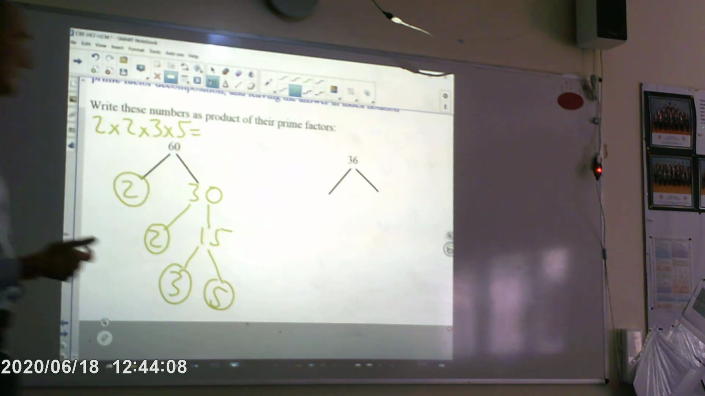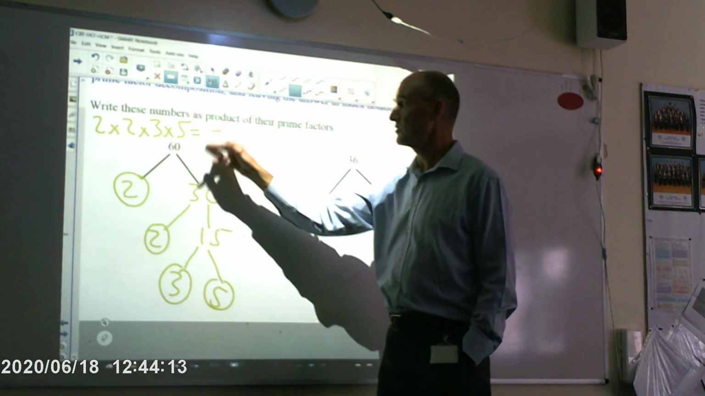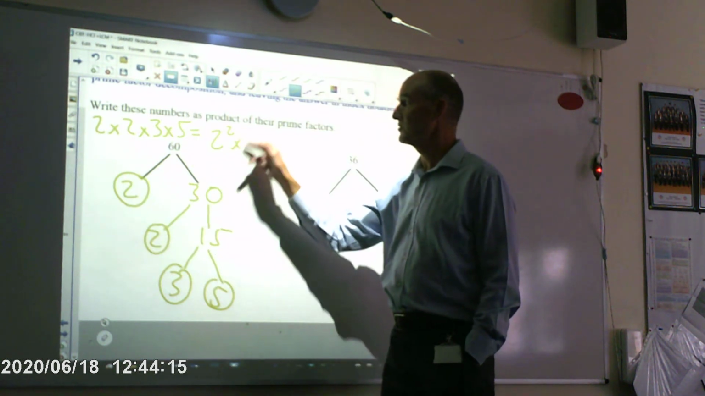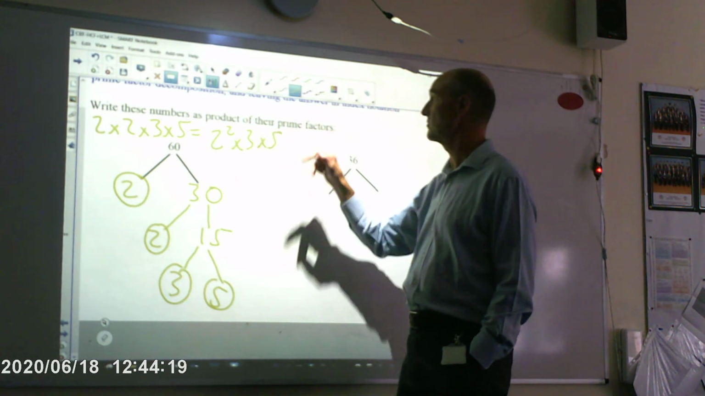What's an alternative way of writing this? And you should have seen this before. 2 times 2 is 2 squared, times 3 times 5. Just an alternative way of writing.